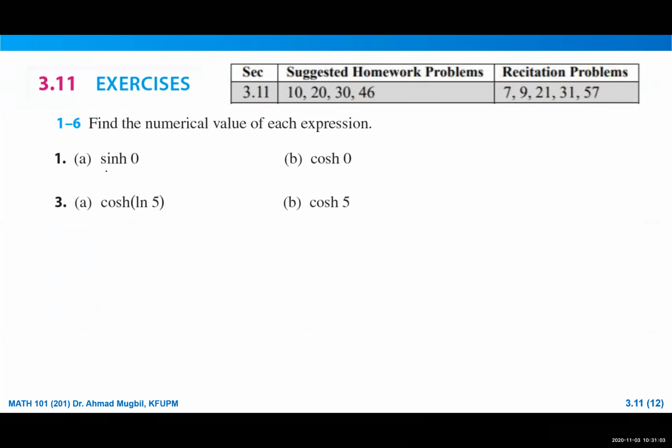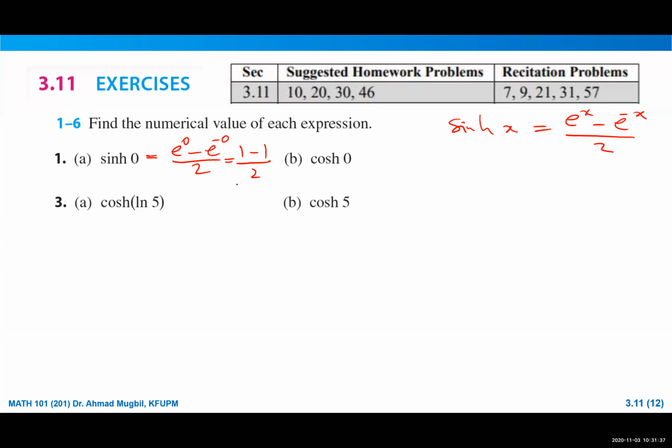Who can tell me what is sinh 0? What is sin 0? 0. You know what sinh x is: it is e to the power x minus e to the power negative x over 2. So this will be e to the power 0 minus e to the power negative 0 over 2. E to the power 0 is 1, minus e to the power negative 0, which is also 1, over 2. So it is 0.